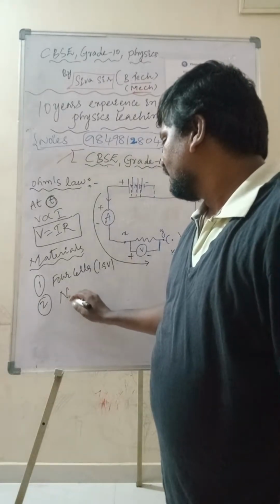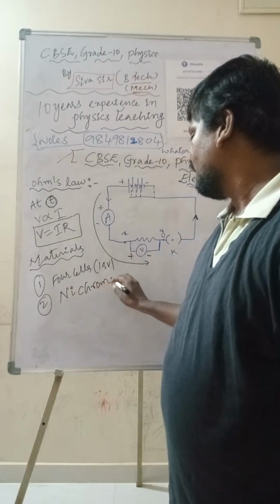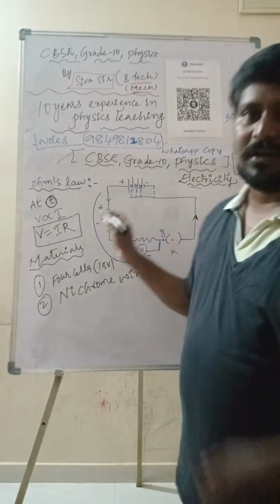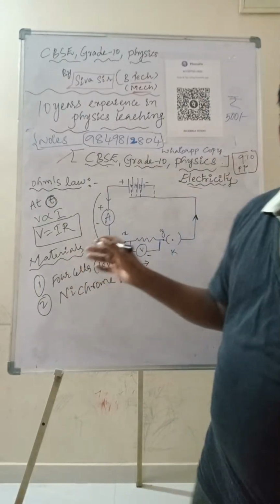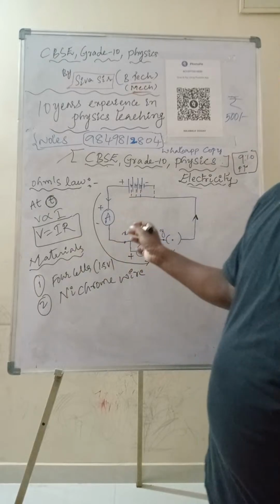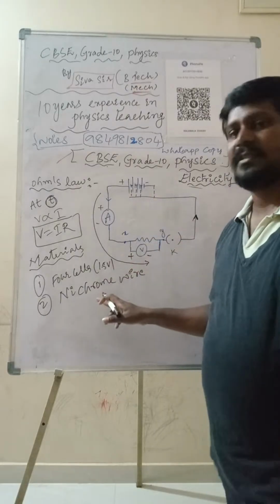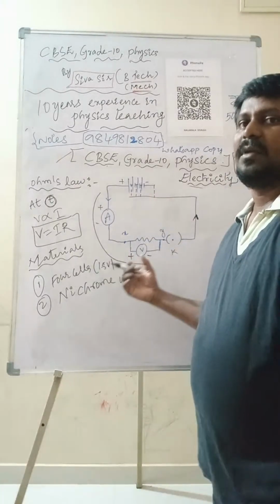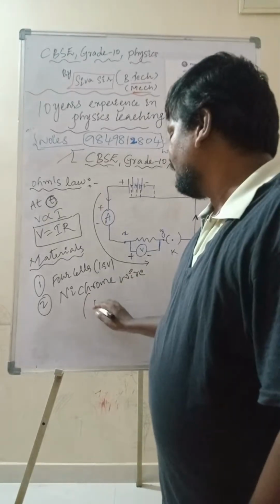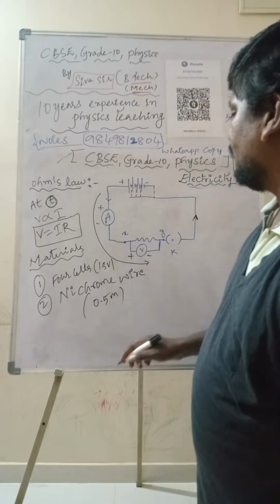And a nichrome wire. Nichrome wire is a combination of nickel, chromium, manganese and iron metals. Its length is 0.5 meter.